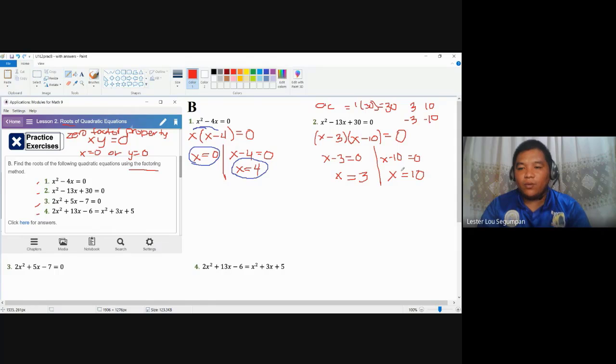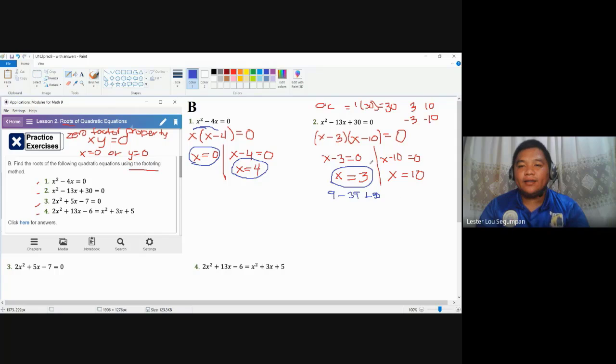When you substitute that, let's try the first. So 3 squared is 9, minus 13 times 3 is 39. And then you have plus 30. 9 minus 39 is negative 30, plus 30 will result to 0. Therefore, this is a solution to the quadratic equation, or one of the roots.